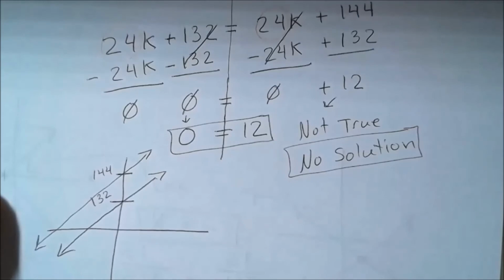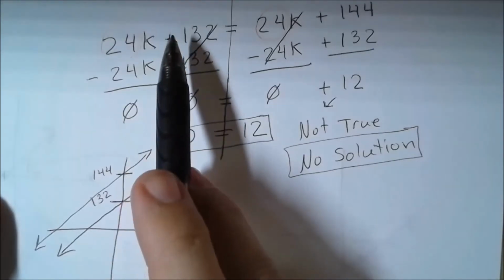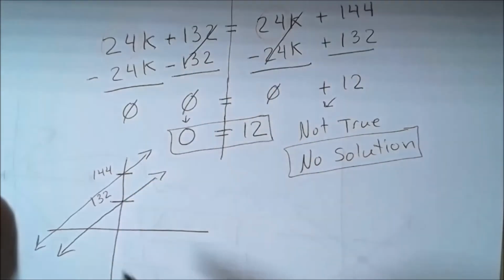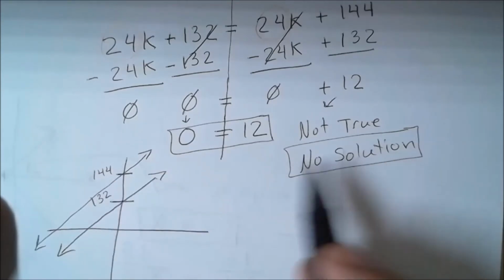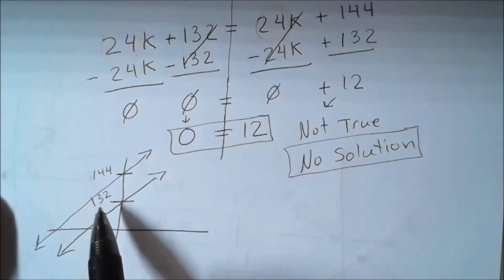They are parallel lines. And another thing we could do, if you wanted to put this in a calculator, you could. But since they never intersect, we will have no solution, because the solution is always going to be the x value in which these two lines intersect.